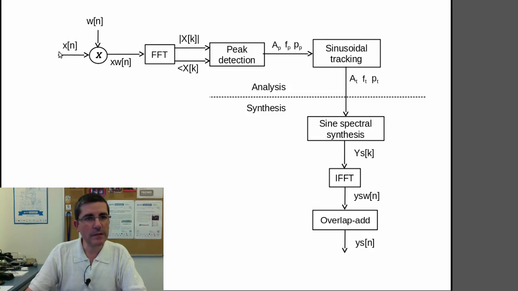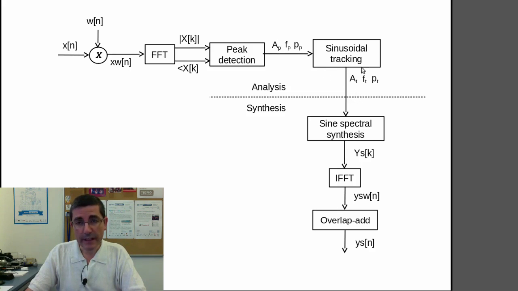So we start from a signal x, and then we do the standard windowing, FFT, and these are the things that we talked about in this week. So the peak detection and how to get the amplitude, frequency, and phases of the peaks. Then today we're going to talk about the sinusoidal tracking, so how to build tracks out of those peaks.